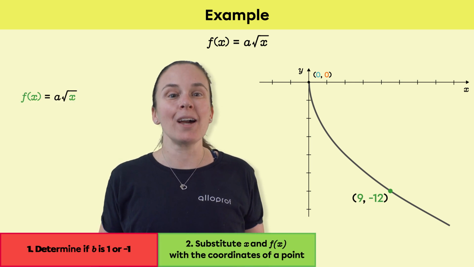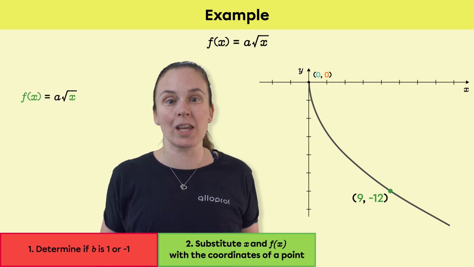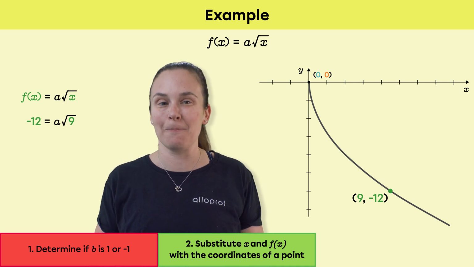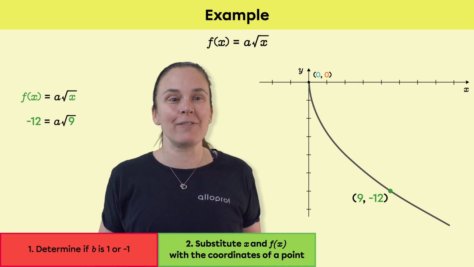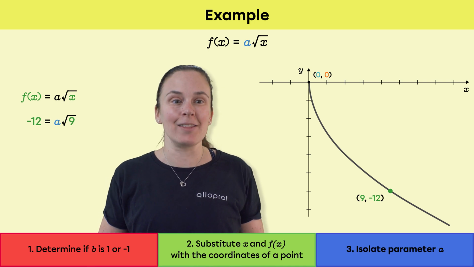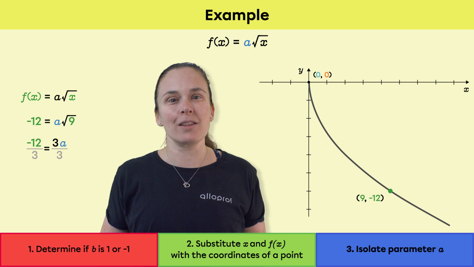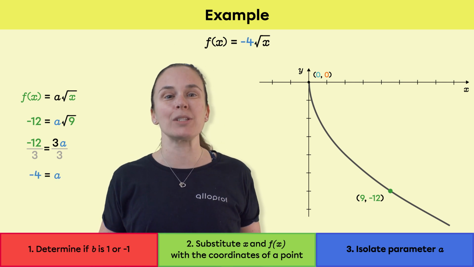Next, we replace x and f of x with the coordinates of the given point, which gives -12 equals a times the square root of 9. Now we just need to find the value of parameter a by isolating it in the equation. The square root of 9 is 3. Dividing everything in the equation by 3 gives -4 equals a.